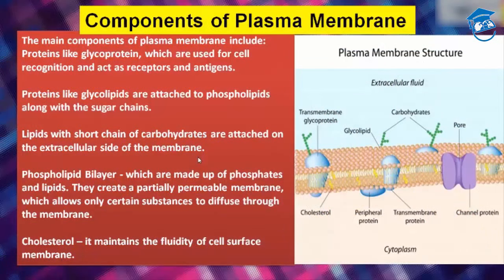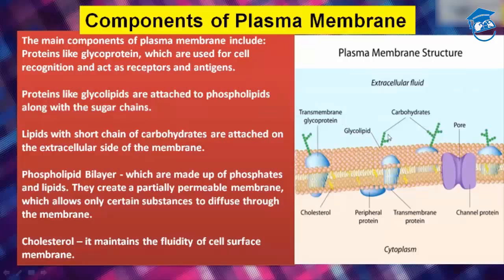Another component is protein. I have already taught you about the lipid. Now another component is protein. So the main components of plasma membrane include proteins like glycoproteins, which are used for cell recognition and they act as receptors and antigens. Then glycolipids, they are attached to phospholipids along with the sugar chain.